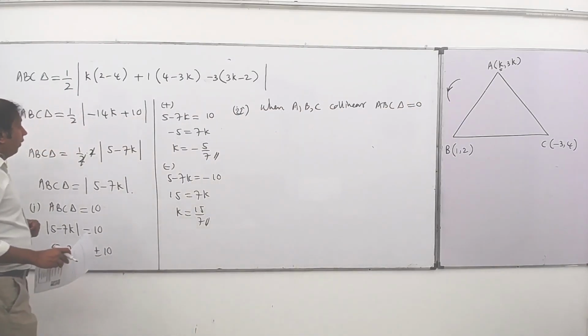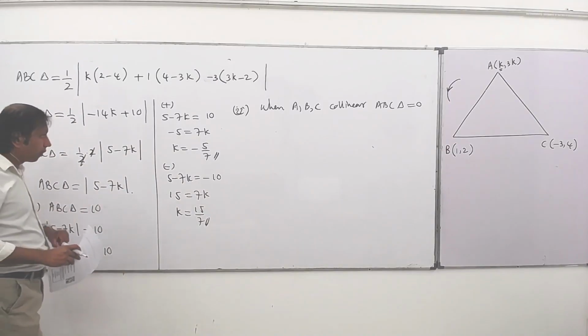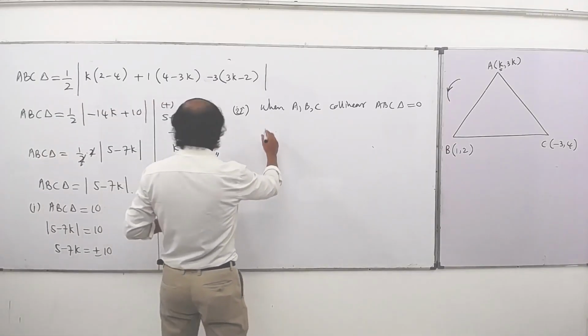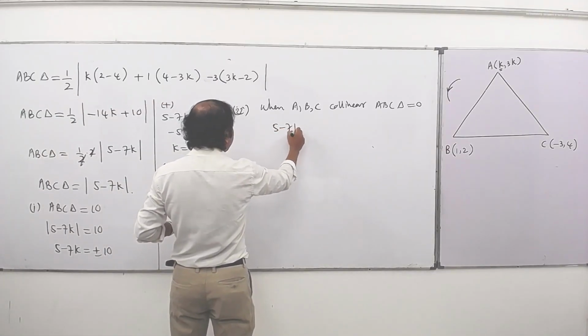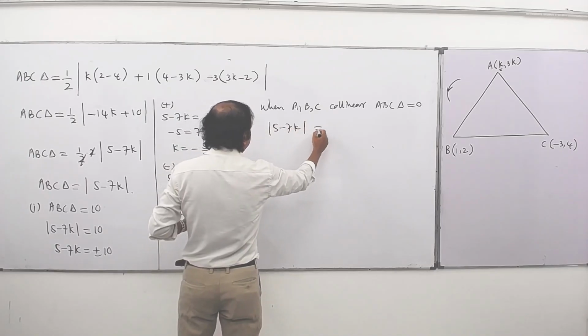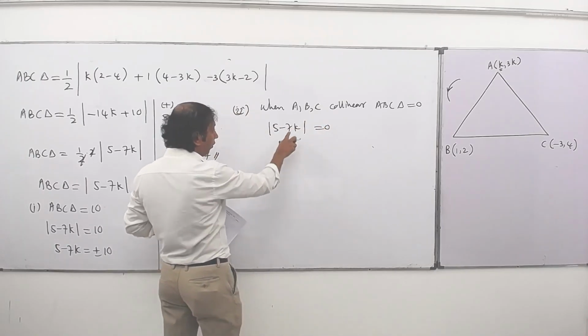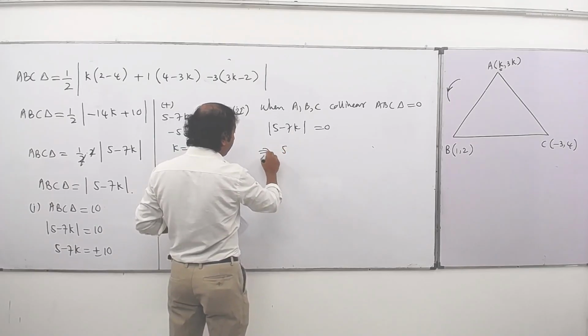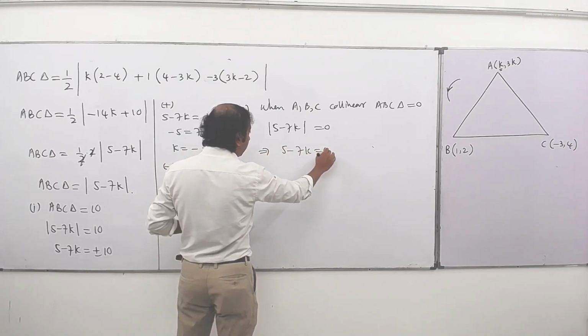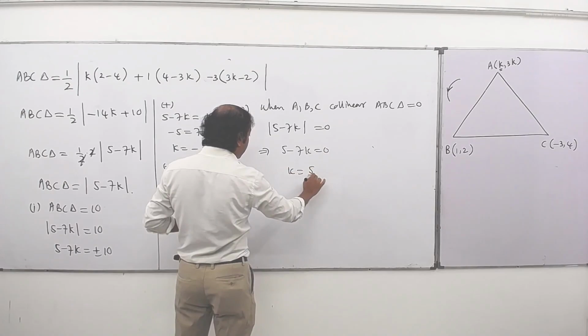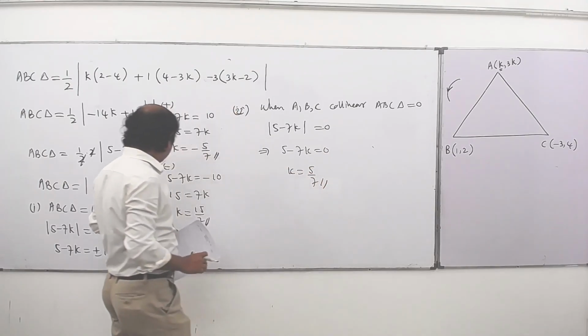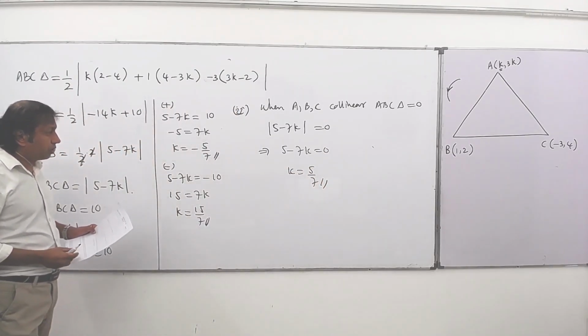Right? ABC area is this, no? Then we get 5 minus 7k. Modulus should be equal to 0. For this, 5 minus 7k should be equal to 0. K equals 5 over 7. Right? Under this, it happens.